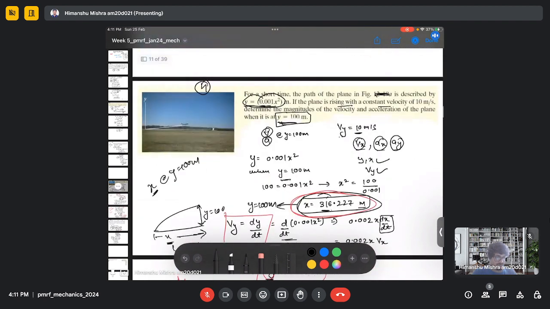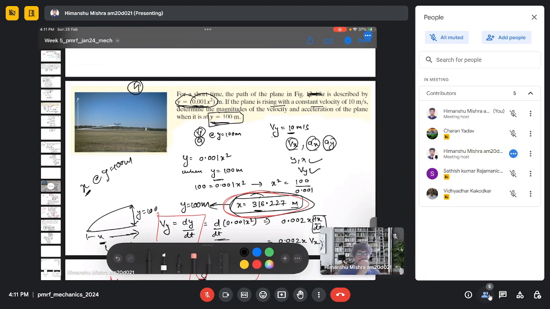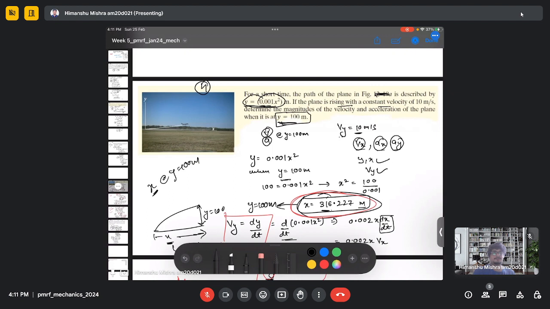So any doubt in this question? If not, then we can move to the next question.